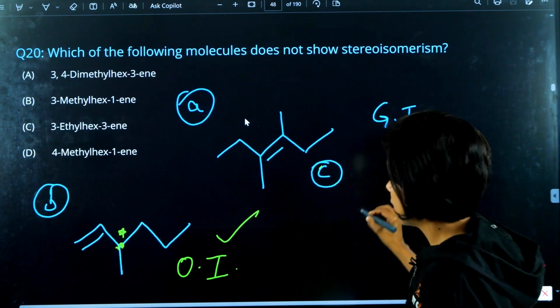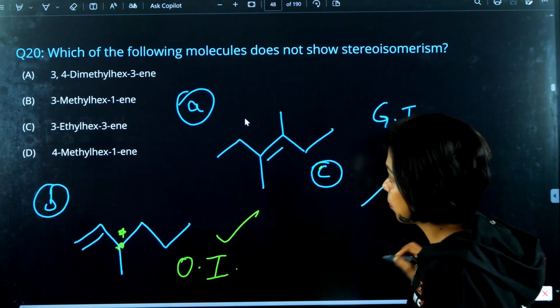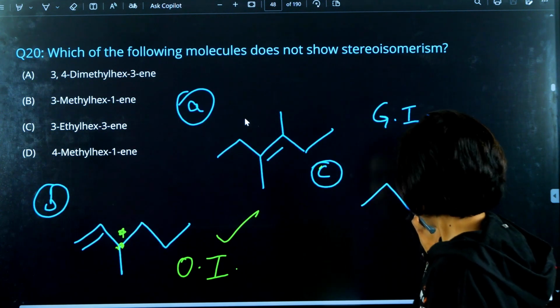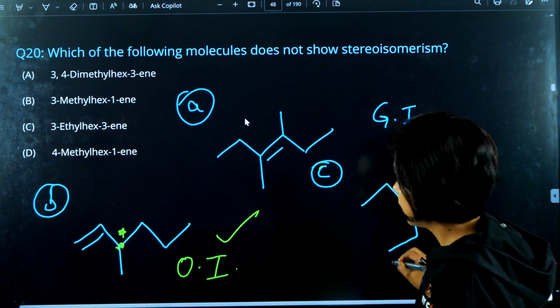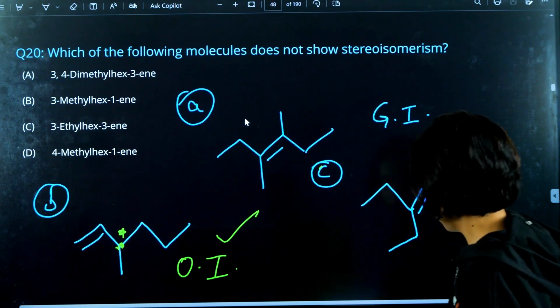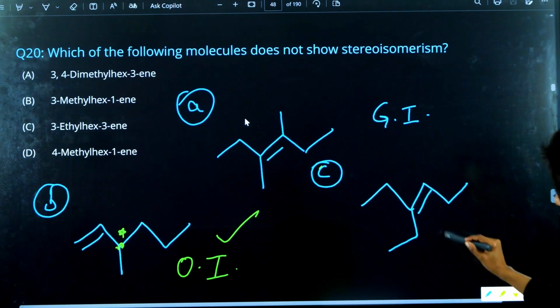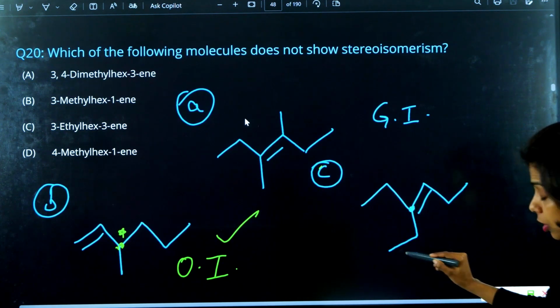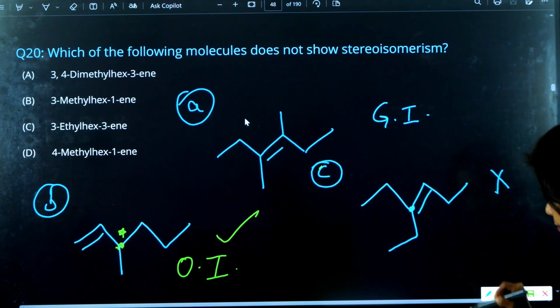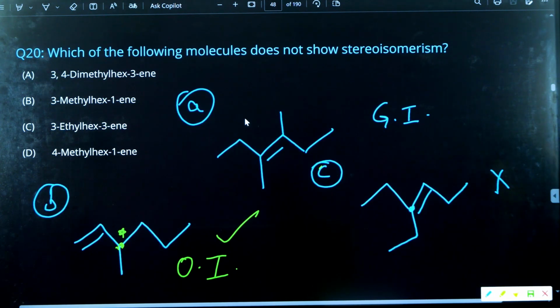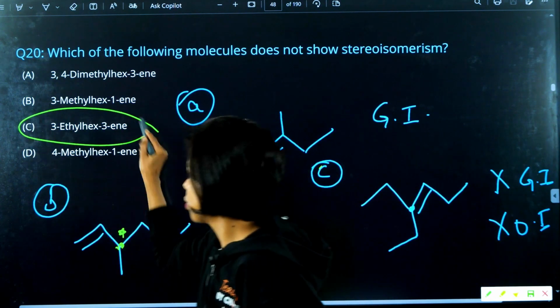The C part is 3-hex-3-ene. Yes. So this molecule, because on this carbon both the groups are the same, cannot show geometrical isomerism. Can it show optical isomerism? Is there any chiral carbon, sp3 hybridized carbon with 4 different groups? So indeed no optical isomerism, no geometrical isomerism. So this molecule cannot show stereoisomerism.